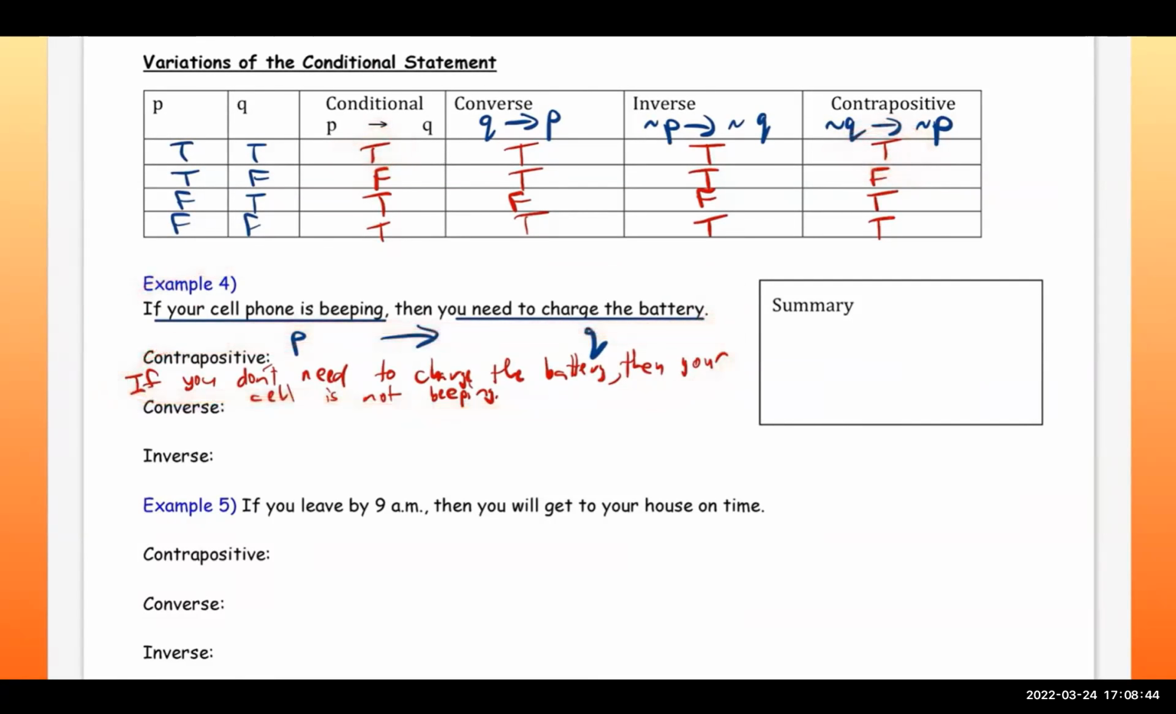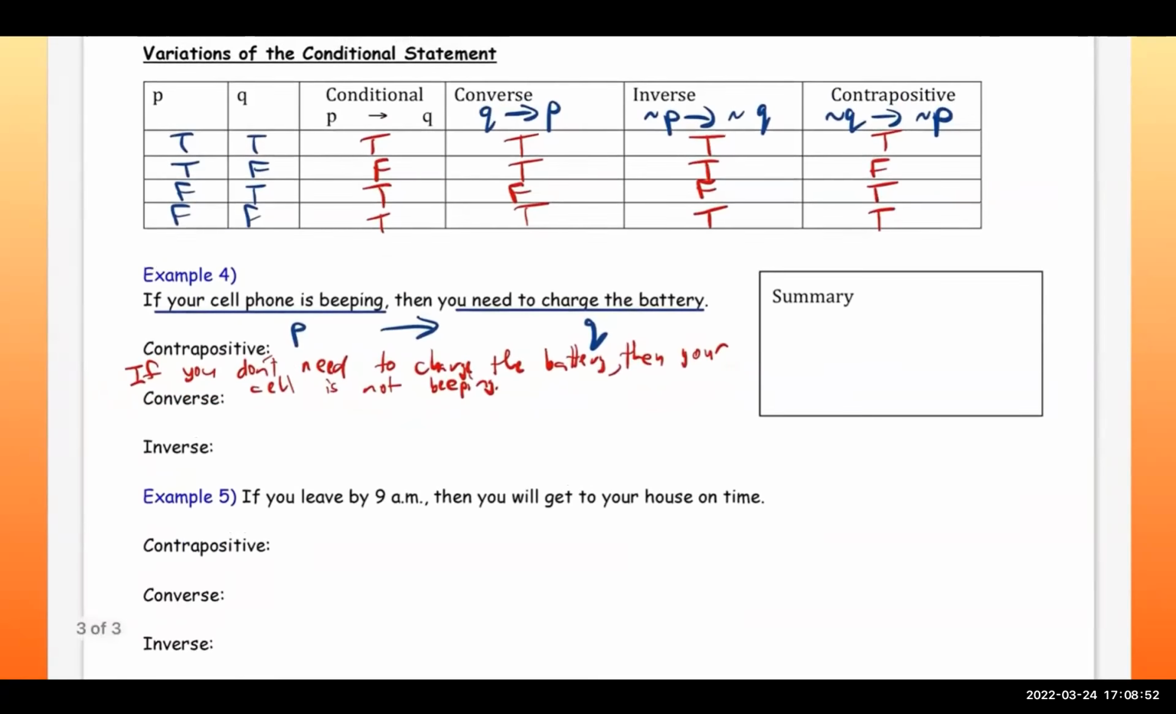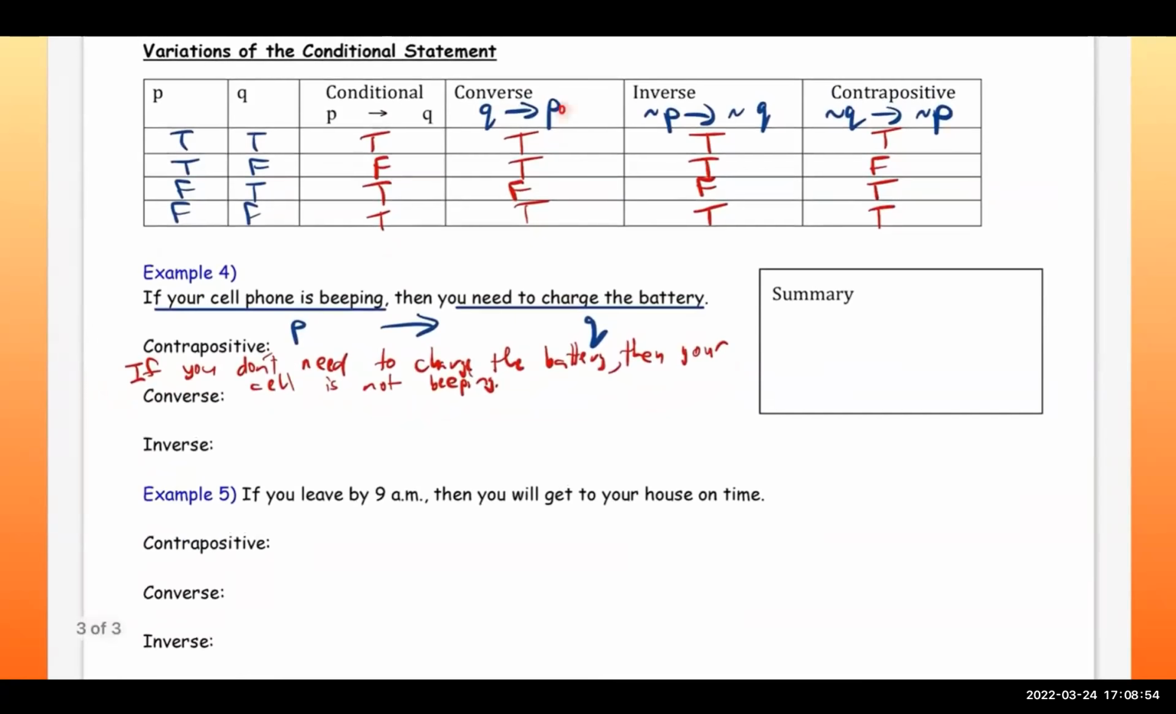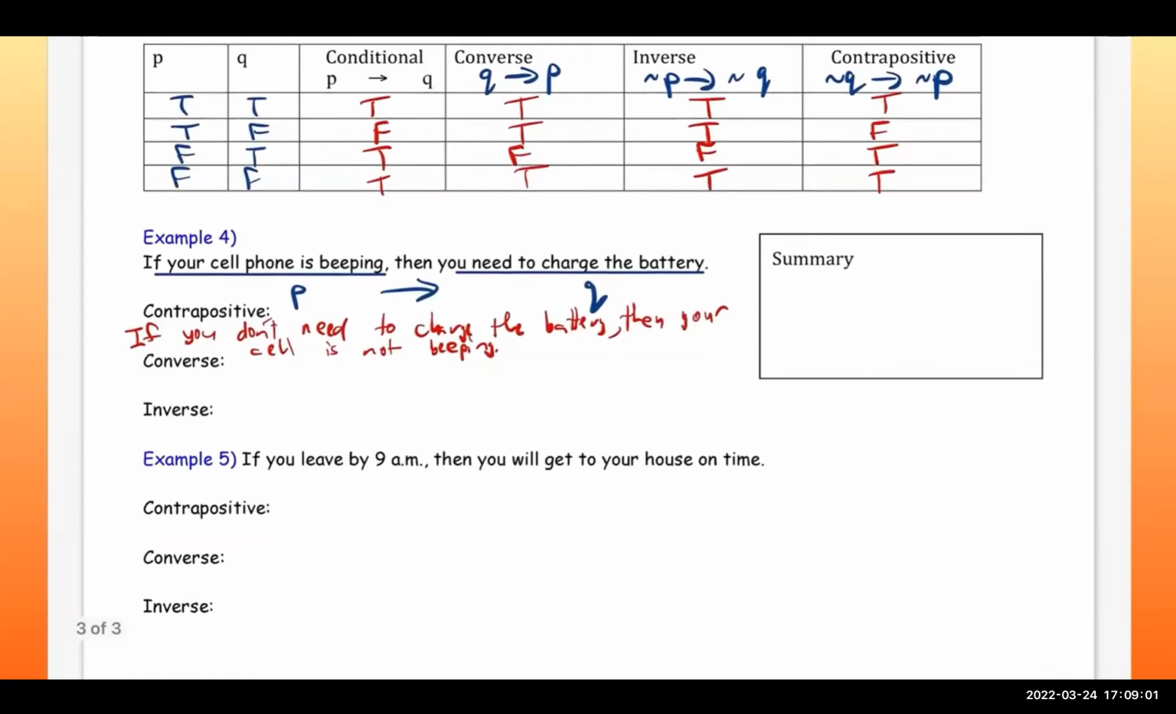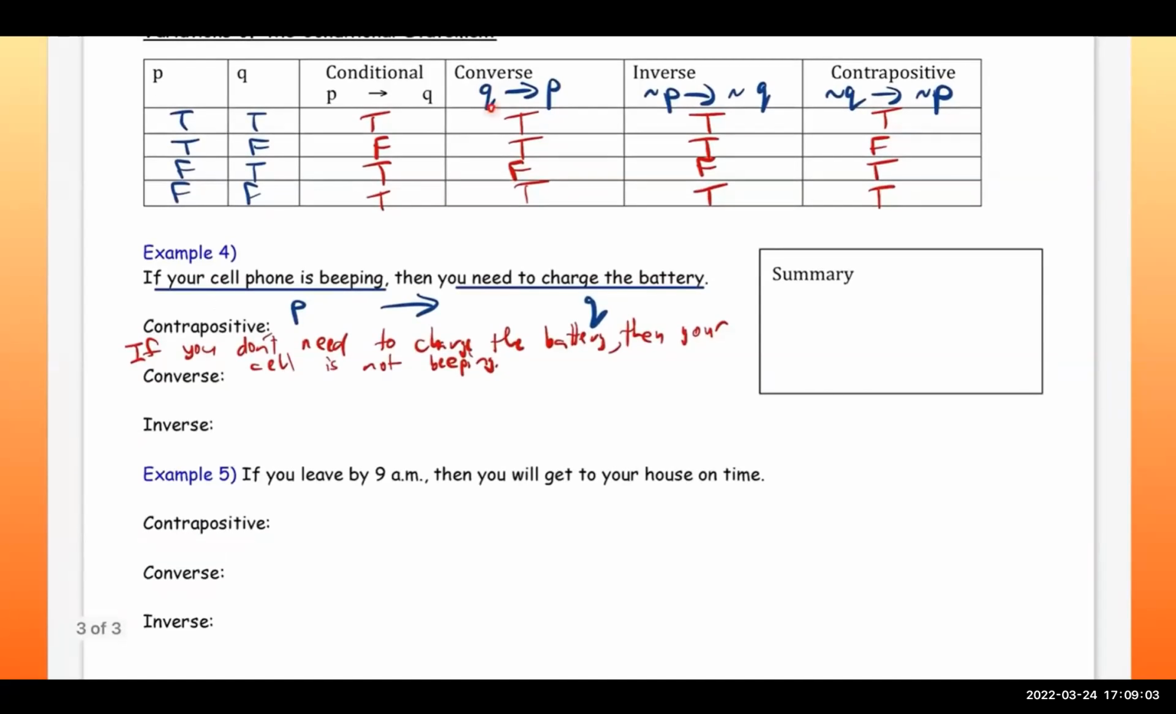All right, let's look at the converse. The converse would not be logically equivalent because, as you can see, they don't have the same truth values. But let's write it anyway. So that would be Q, if Q, then P. So if you need to charge the battery, then your cell phone is beeping.